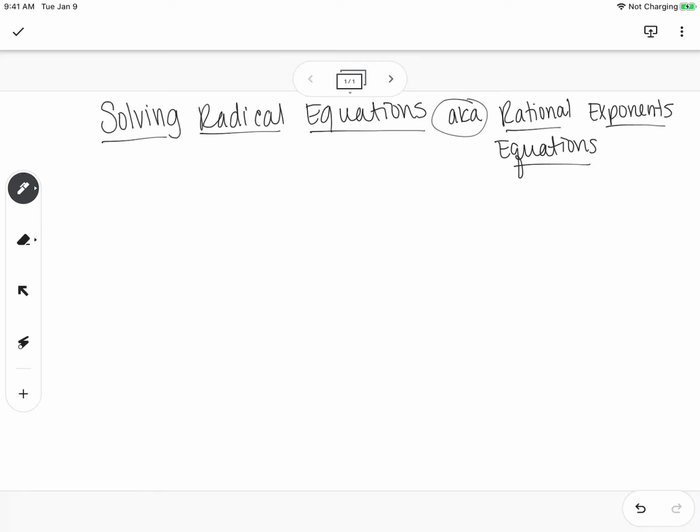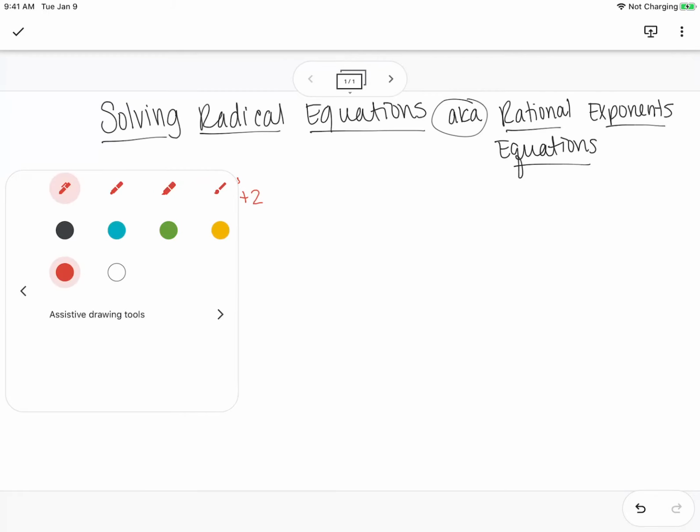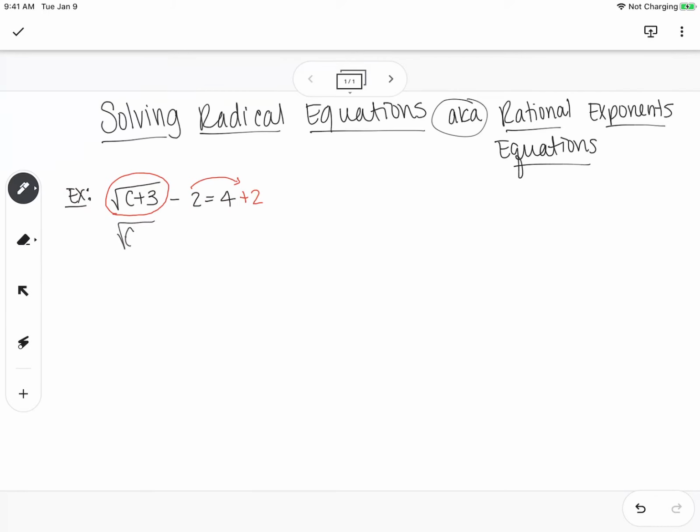I'm just going to put some examples up here and we're going to walk through how to solve these. So if you have an equation that contains a square root, this is a type of radical, but if it's just a square root, what you do is you isolate the radical sign. What that means is to get this radical completely by itself. So I want this by itself, so the 2 would have to move by adding it. And so that would give me radical c plus 3 equals 6.